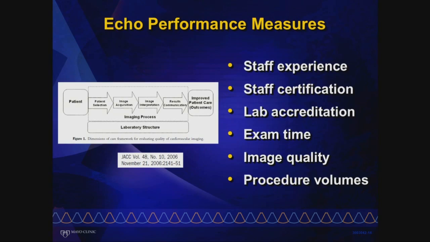at. In terms of echo performance measures, I know we've seen this graphic a lot over the course of the past 2 days. When we really look at quality in CV imaging, we are forced almost to look mostly at structure and process because it's really hard to get to patient outcomes when you look at diagnostic imaging. So we tend to look at things like staff experience and certification. Is the lab accredited? How long does the exam take? What's the image quality like? And that actually isn't all that easy to define either. And then procedure volumes. That seems to be an easy target.